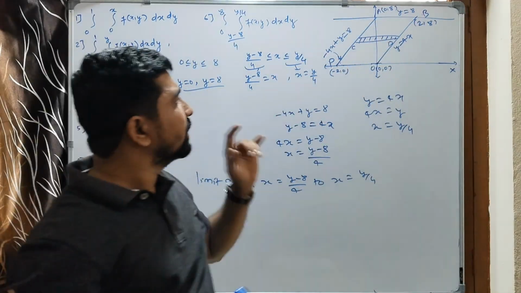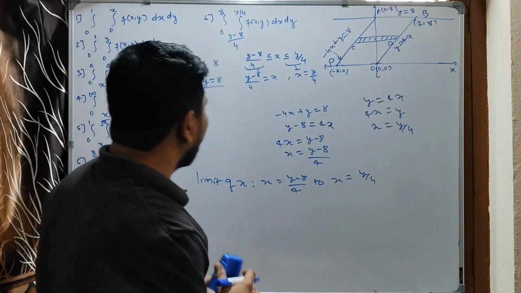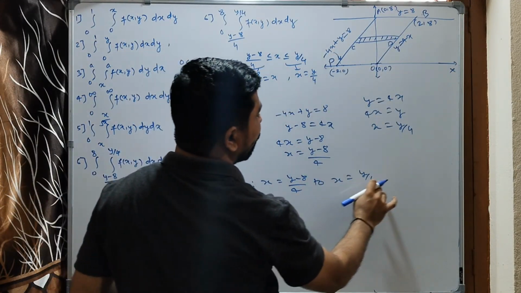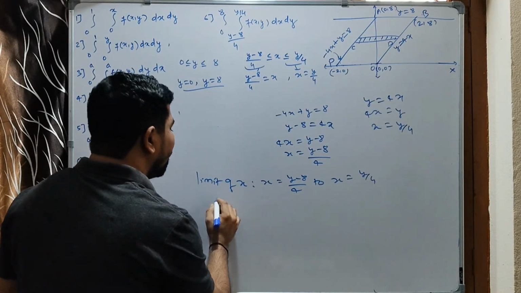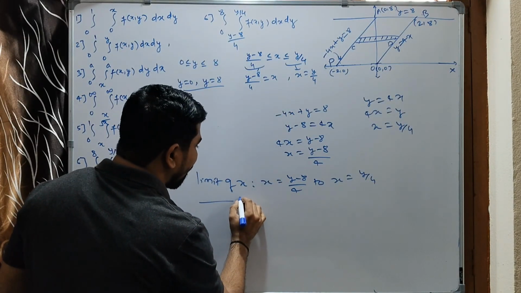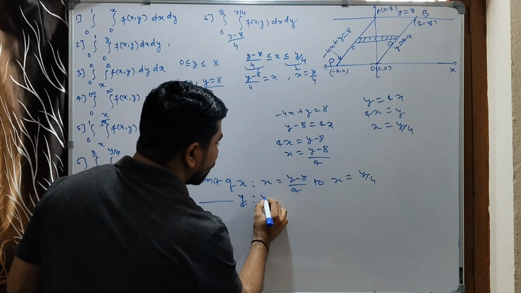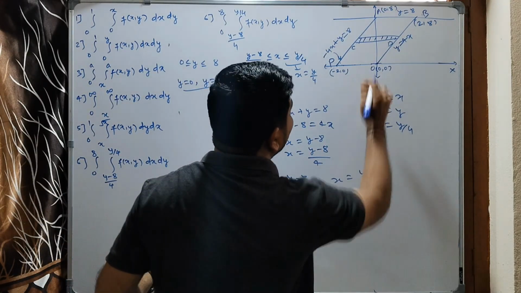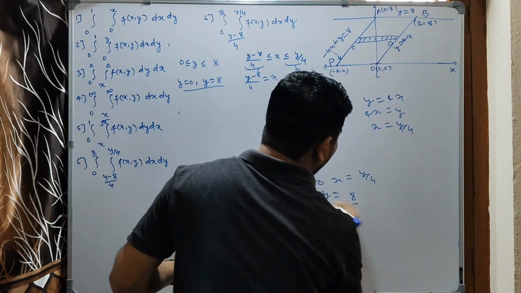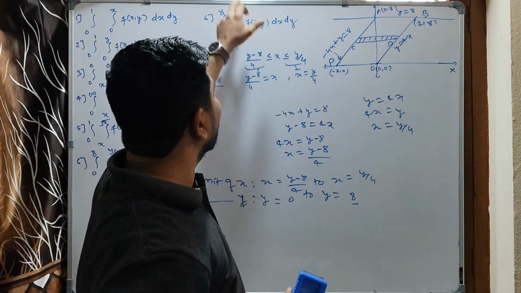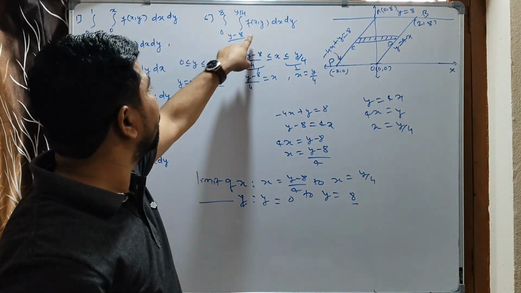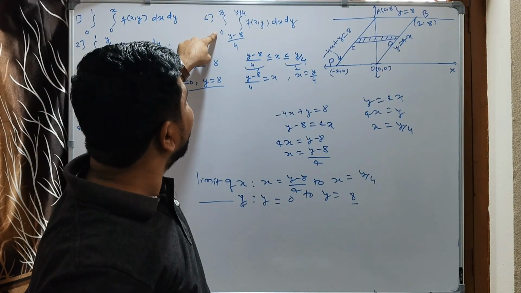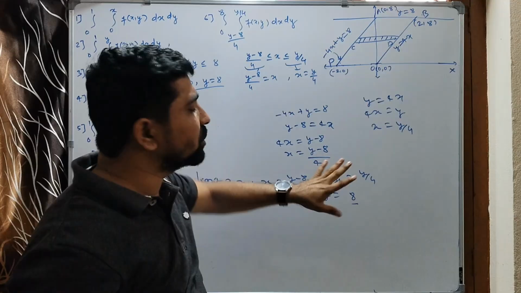Now just observe one thing. While covering this region, the x limit starts from (y minus 8) by 4 to x equal to y by 4, and limits of y: at this point y equal to 0 to y equal to, the value of y at this point, y equal to 8. So this is given in the question. Limits of x, (y minus 8) by 4 to y by 4, and limits of y, y equal to 0 to y equal to 8. So this is the given.